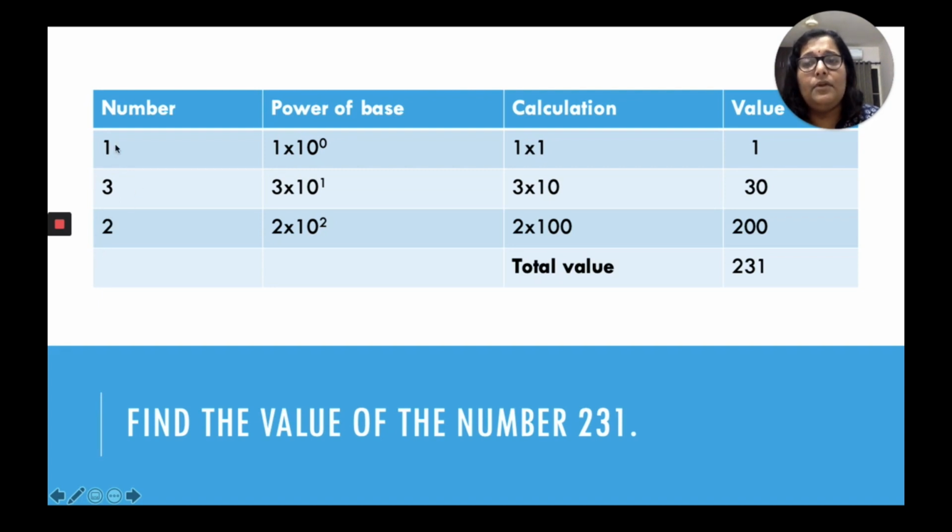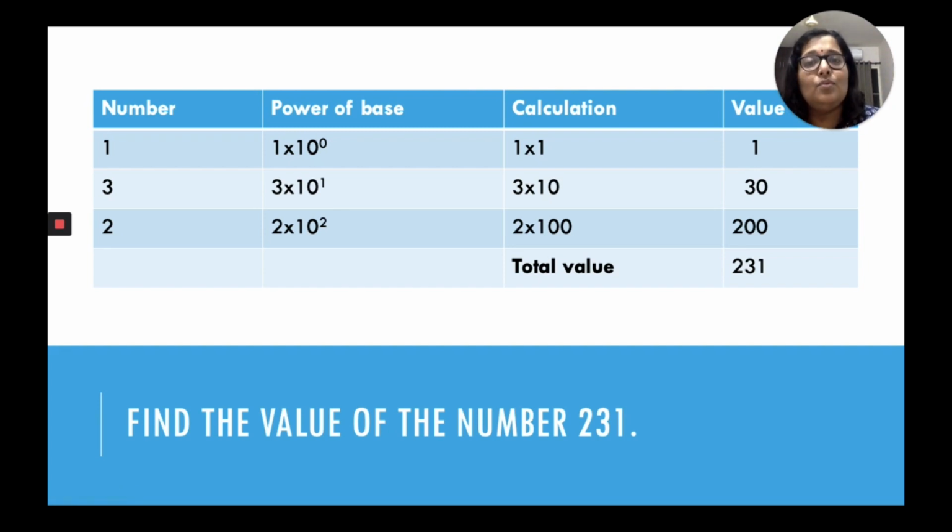Now, the power of the base of the ones digit is 10 raised to 0. Please understand, when you are studying exponents, you will understand that any number raised to 0 is 1. So, when I am multiplying 1 by 10 raised to 0, I will get 1 into 1, that is equal to 1. That is, 10 raised to 0 is 1. The next digit is the tens digit 3. So that will be written as 3 into 10 raised to 1.